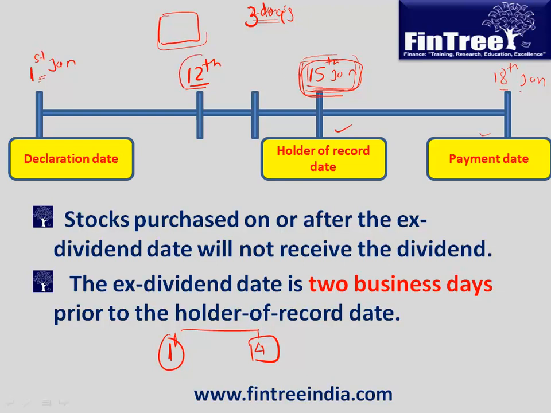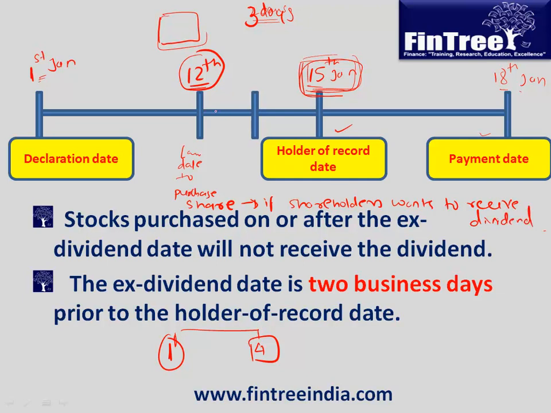So now this 12th you can write down as the last date. 12th is the last date to purchase a share if the shareholder wants to receive dividend. In this case, 12th is the last date to purchase the share if the shareholder wants to receive dividend, and this is 3 transaction days before the holder of record date. So you can write down 15th minus 3 days.